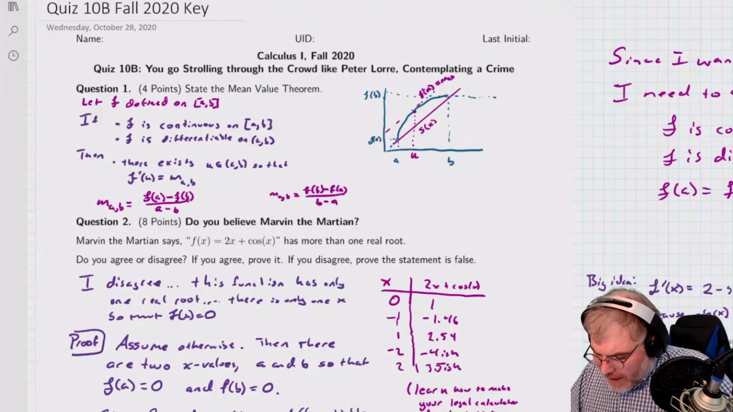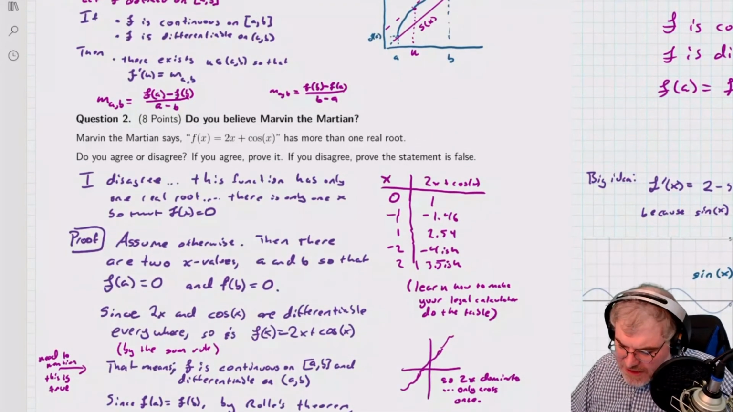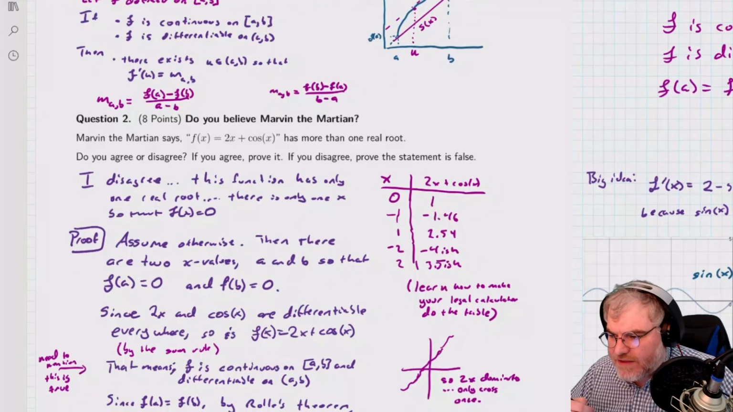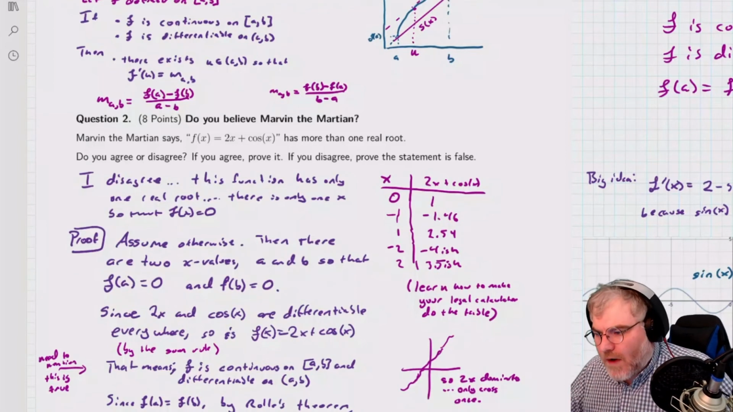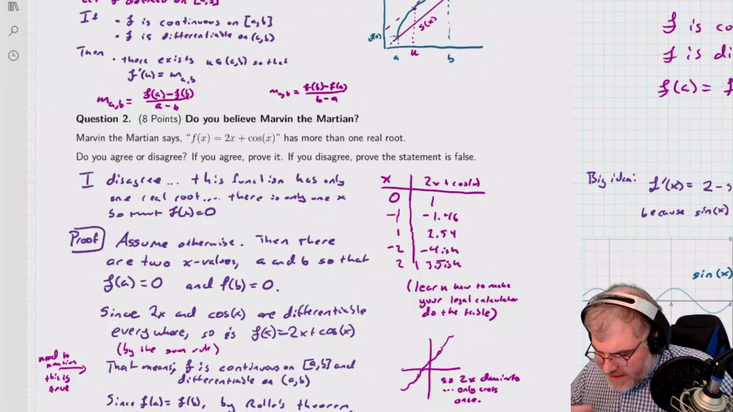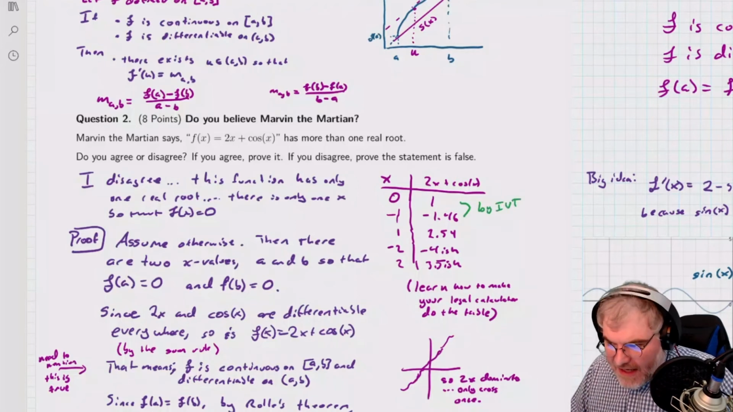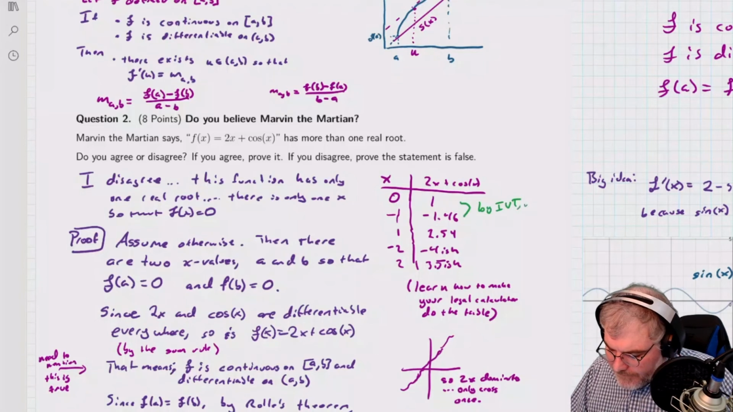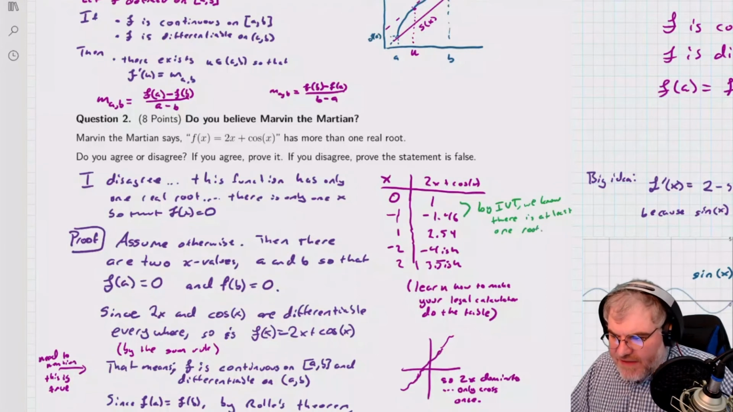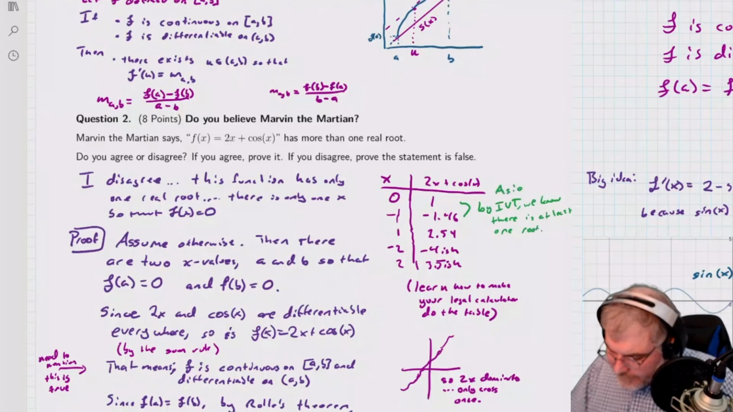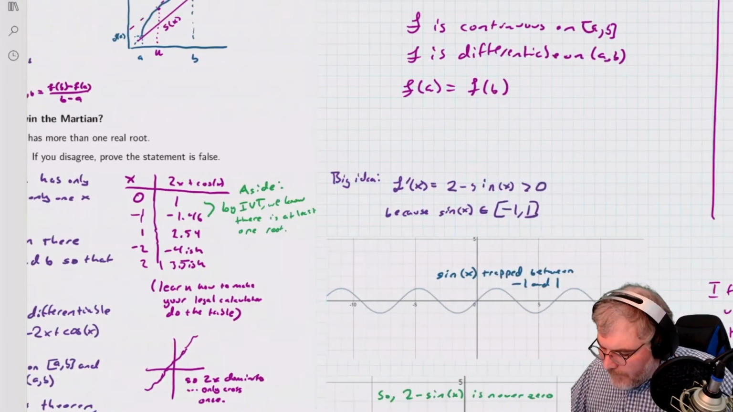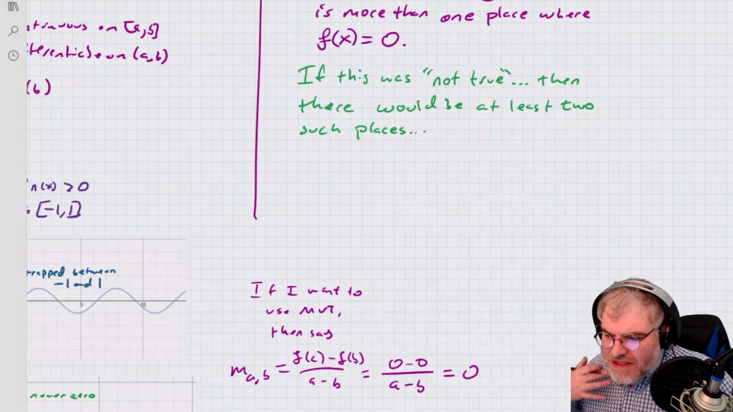Now, immediately from the intermediate value theorem, since this is a continuous function, you know that it has at least 1 because 0 gave you 1, but -1 gave you something on the other side of 0. So by MVT, I'm sorry, by IVT, not MVT, by the intermediate value theorem, we know there is at least 1. Okay, that's kind of an aside. But the idea is that if this is not true, then there would be at least 2 such places.